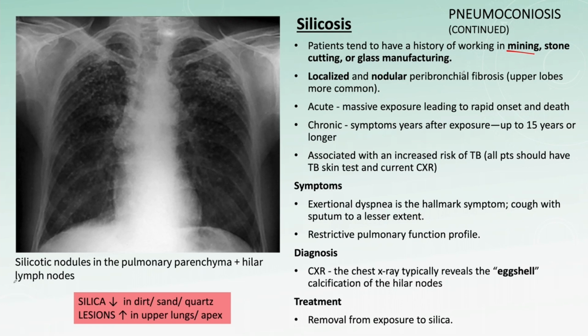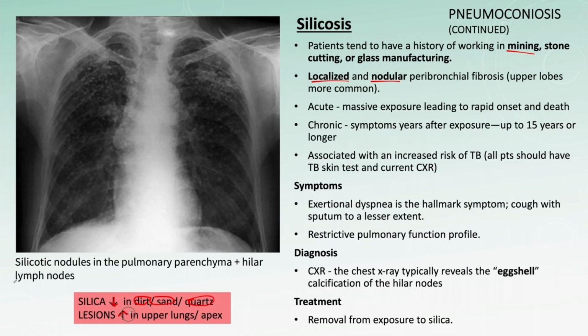Other things that we see it from: sandblasting, glass cutting, sorry, not fluorescent lighting, that's something else. Glass cutting or glass manufacturing, stone cutting, quartz. It's essentially sand from sand and rocks and things, right? So you get localized and nodular peribronchial fibrosis. And remember, silica comes from the dirt, sand, and quartz. So dirt and sand and quartz are found below the earth.